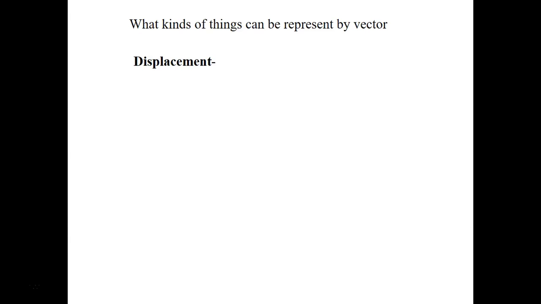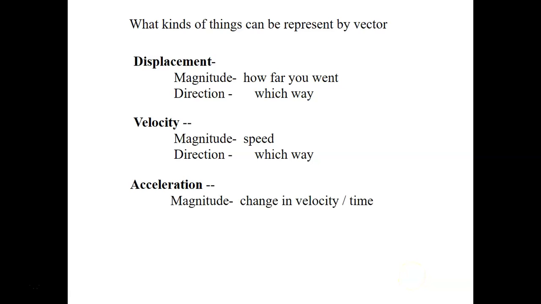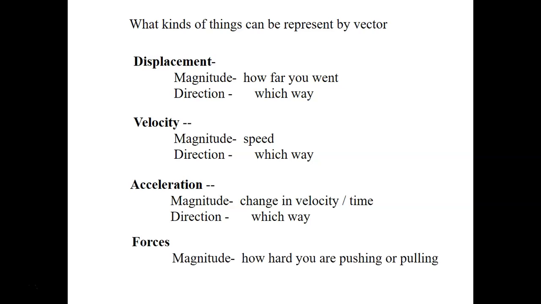We recognize displacement, which is how far you end up from where you started and which way. We can talk about velocity as a vector, where the magnitude is the speed, how fast, and the direction is which way. We can talk about acceleration. That's the rate at which your velocity is changing, and the direction is, of course, which way that is directed. And forces can also be represented as vectors. The magnitude is how hard or how strong, and the direction is which way you're being pushed or pulled.